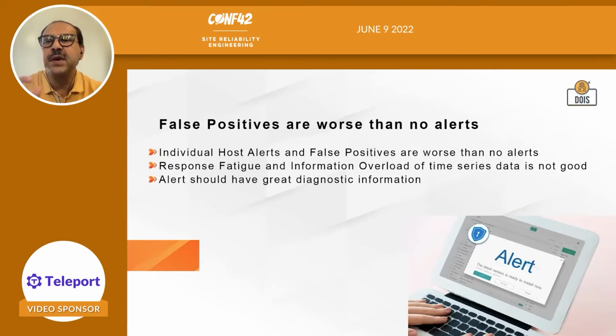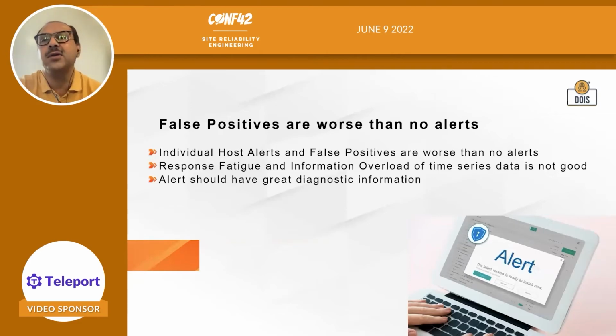So alerts have to be very specific with respect to the services and not with respect to some components. Yes, we will have to track different things on the component side, but the ultimate objective has to be about the service that the customer is getting. Response fatigue and information overload of time series data is not good. Too many alerts are not good. If people have to keep moving from one thing to another because the pager is ringing very often, it is reducing productivity. Neuroscience has proven that our brains are not wired to do multitasking. We think we are multitasking, but that's not the case. So we need to look at only actionable alerts. Every time we move from one to the other, the brain takes time to shift.